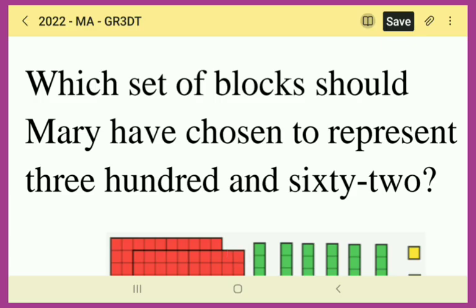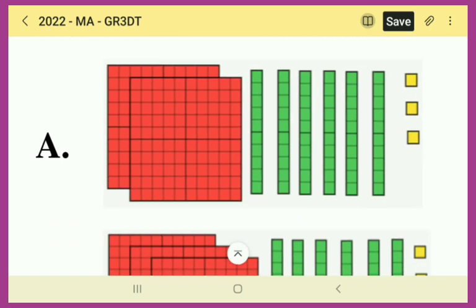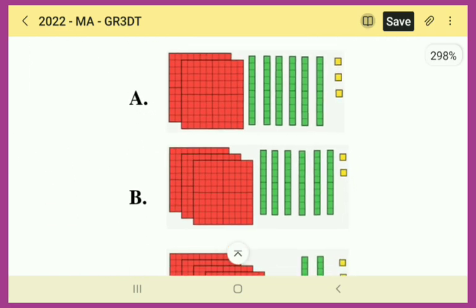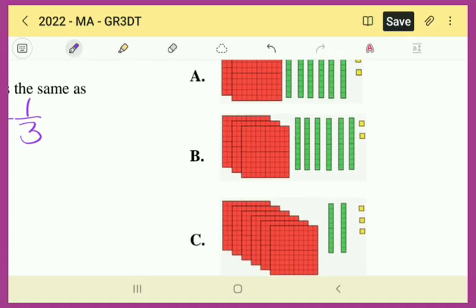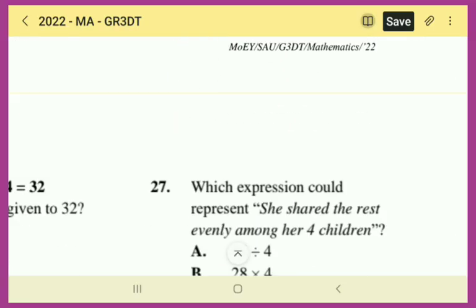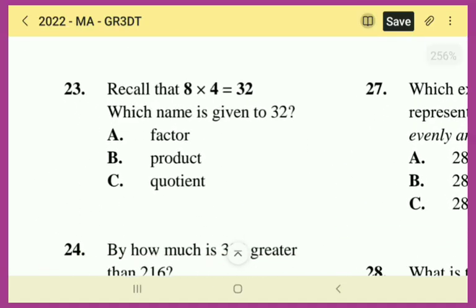Which set of blocks should Mary have chosen to represent 362? All right, so if one red plate is 100, we are looking for that one that starts out with 3 of them, which is at... Louder, man, loud and strong. 300 is at B. 300, right? Don't need to check anything else, because this is not 300, this is not 300, all right? So we know that anything coming after the 300 must be correct, because it's the only one starting with 300. Moving on to number 23.